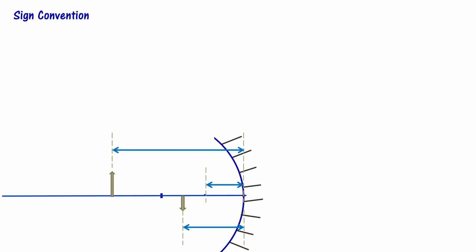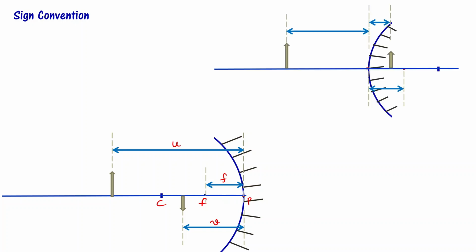Let us learn about sign convention. I have a concave mirror. In this case, we have seen this is C, this is F, and this is P. The distance between pole and focus is denoted using small f, the distance between object and the pole is denoted using u, and the distance between image and pole is denoted using v, right? This is for concave mirror.